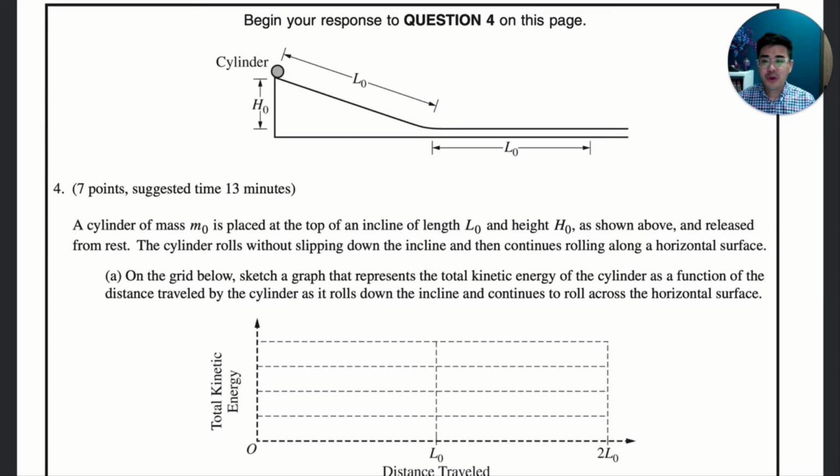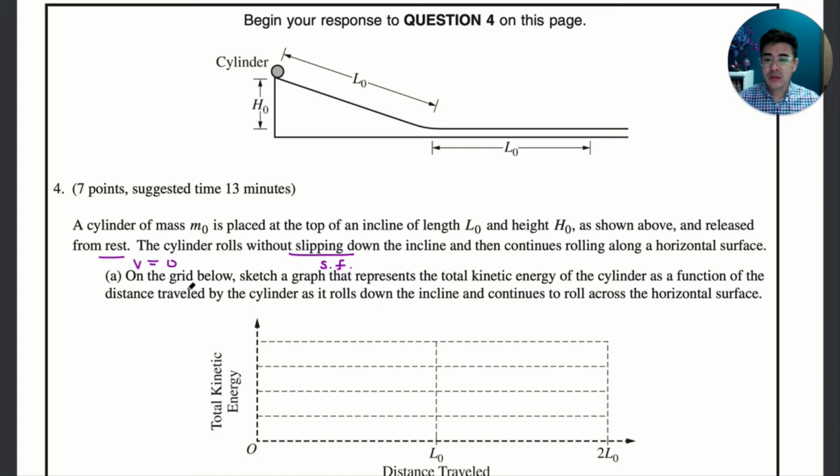So in question 4, we have a cylinder of mass m0 placed at the top of an incline of length that, and h0 shown as above, and it's released from rest. So again, we have V is equal to 0. And the cylinder rolls without slipping down the incline, so we know that some sort of static friction exists here, and then continues rolling along a horizontal surface. And when we have rolling without slipping, we know we're going to do some sort of rotational motion.